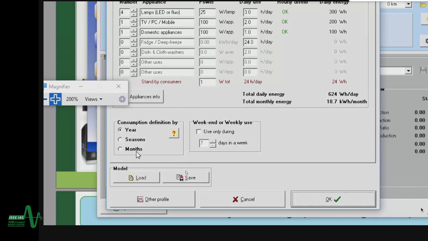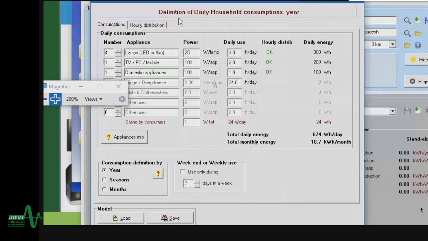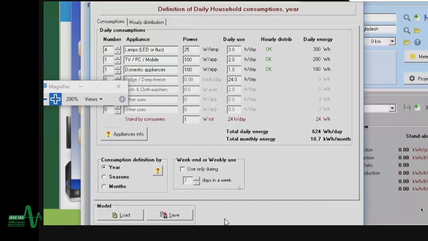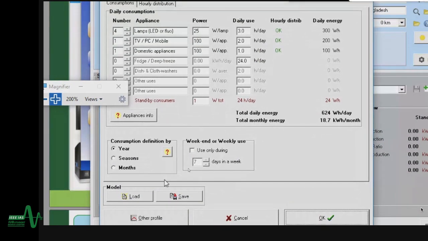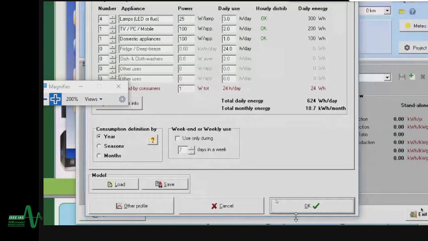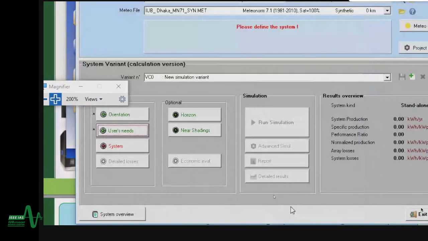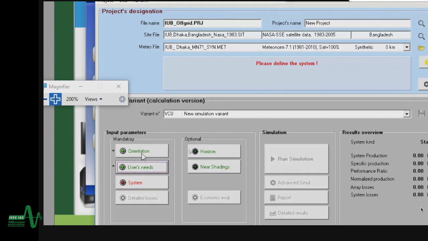And consumption definition by yearly, seasons, or months. So just for simplicity, we are choosing yearly. That means for the whole year, our load curve will be exactly the same. If you want to specify that, you have to choose these options. Fine. So orientation done. User need done.